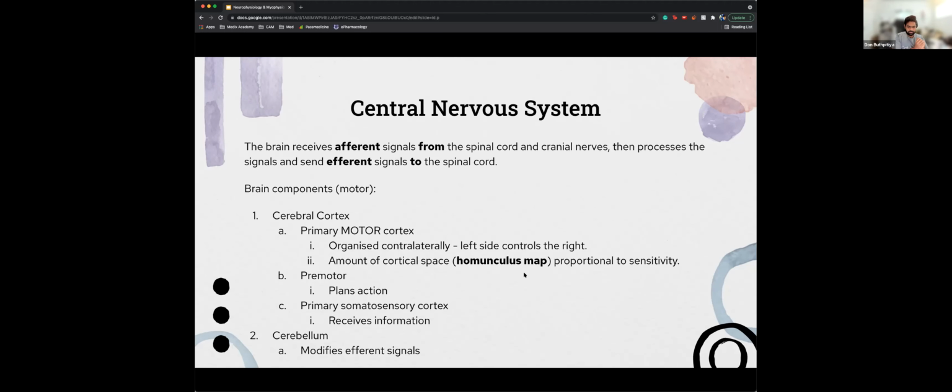Then you have your premotor cortex, which plans the action, and your primary somatosensory cortex, which receives the information. And then your cerebellum, at the bottom of your brain, modifies the efferent signals, so it sends out those signals.